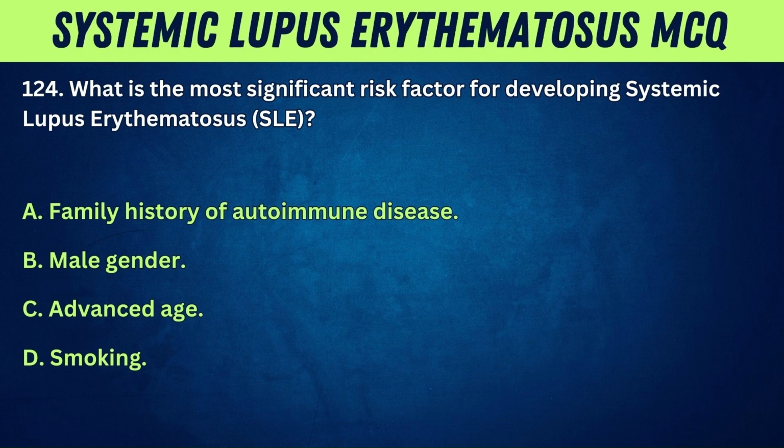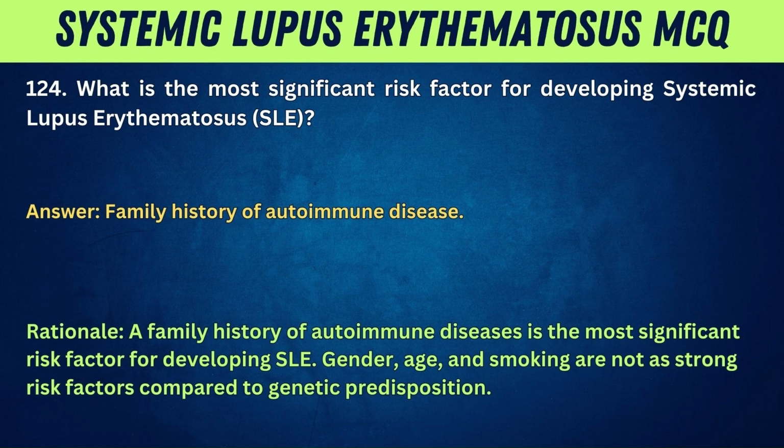124. What is the most significant risk factor for developing systemic lupus erythematosus, SLE? A. Family history of autoimmune disease. B. Male gender. C. Advanced age. D. Smoking. Answer: family history of autoimmune disease. Rationale: a family history of autoimmune diseases is the most significant risk factor for developing SLE. Gender, age, and smoking are not as strong risk factors compared to genetic predisposition.